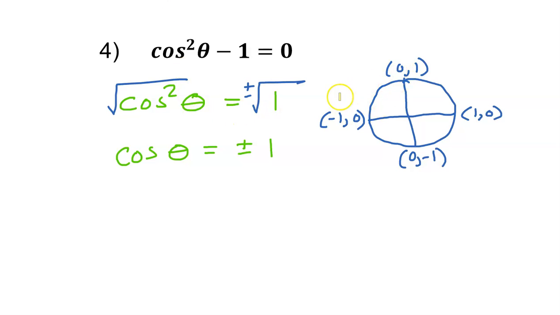Remember that cosine is the x value on the unit circle. We want the cosine, the x value, to be positive 1 or negative 1. So here's a positive 1 x value, here's a negative 1. So both of these will give me solutions. So that means theta is equal to 0 radians right here, and pi radians over here. So these are the 2 solutions for problem number 4.